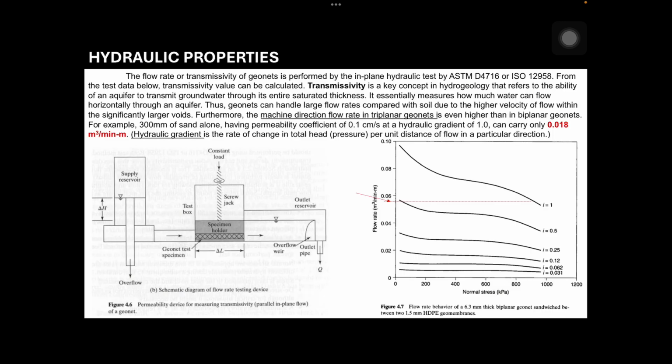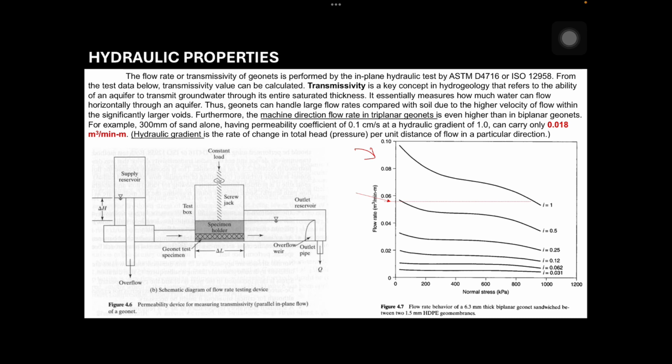Okay, so it showed how the transmissivity test is done. So, the flow rate or transmissivity of geonets is determined by the in-plane hydraulic test, which is ASTM D4716 or ISO 12958. From the test data, the transmissivity value can be calculated.